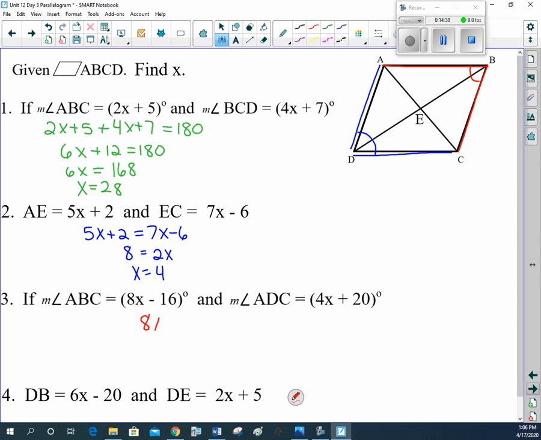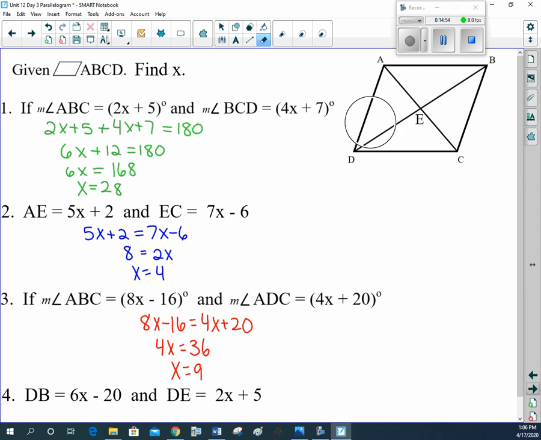So 4x minus 16 equals 4x plus 20. Combine my like terms, so 4x equals 36, and 36 divided by 4 is 9. So x equals 9. Okay, last problem.